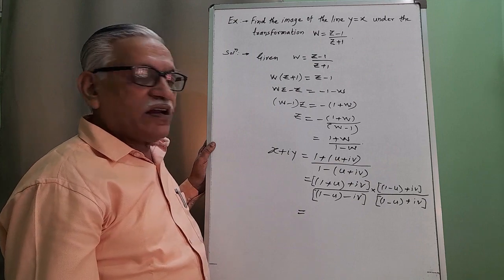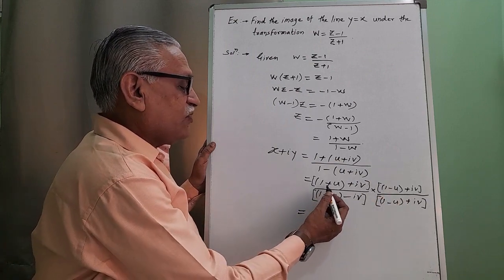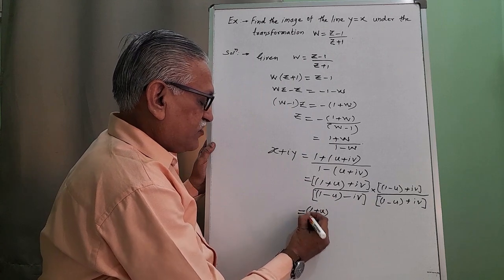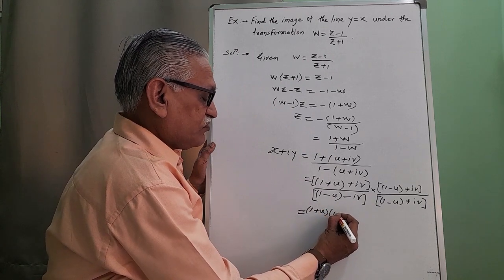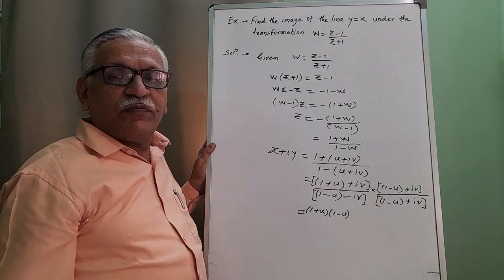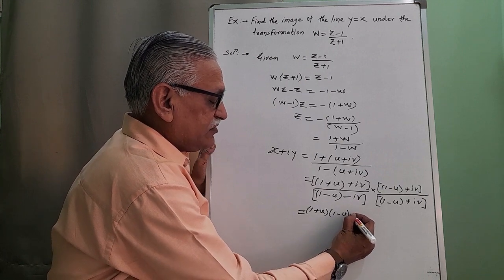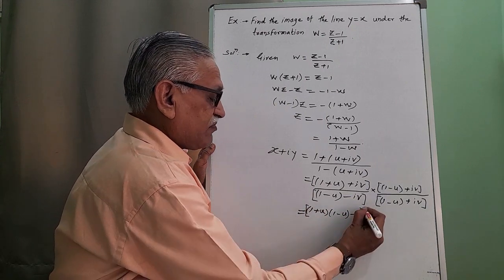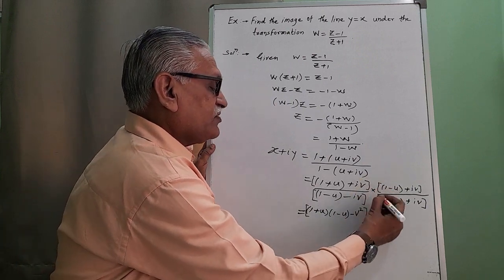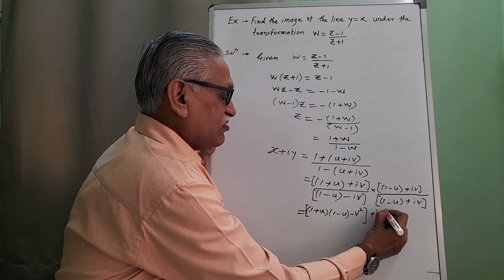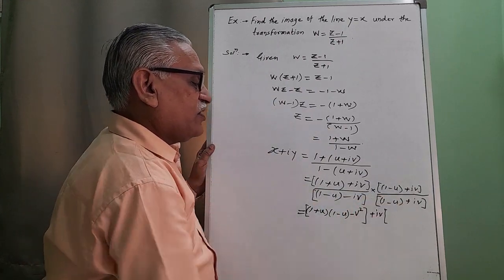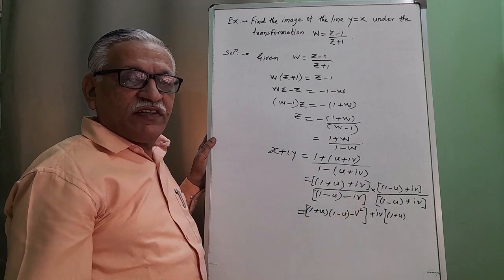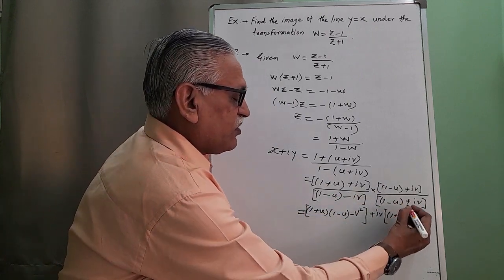And then rewriting it by taking actual multiplication, we get 1 plus u into 1 minus u, iv into iv, it becomes i square v square, but i square is minus 1, therefore it becomes minus v square, plus iv into 1 plus u, and this iv into 1 minus u, iv we are taking common, therefore plus 1 minus u.